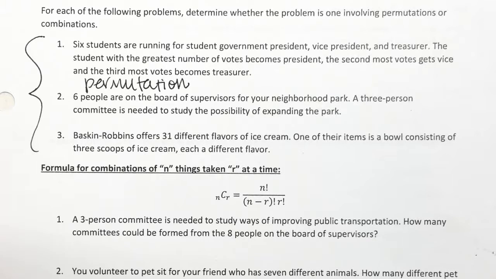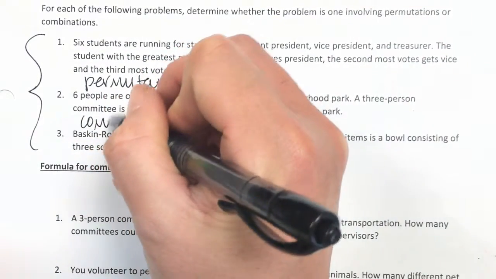All right, Heidi, read number 2 for me. 6 people are on the board of supervisors for your neighborhood park. A 3-person committee is needed to study the possibility of expanding the park. All right, what do y'all think? Not a specific order. Yes, the 3 people, does it have to be in a specific order? Is one higher than the other one? No, so this one is a combination. Very good.